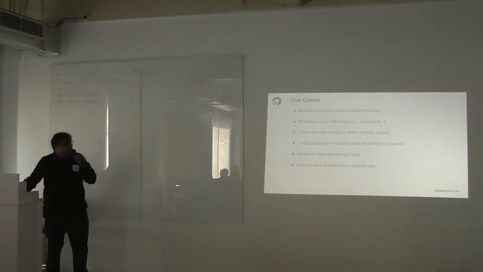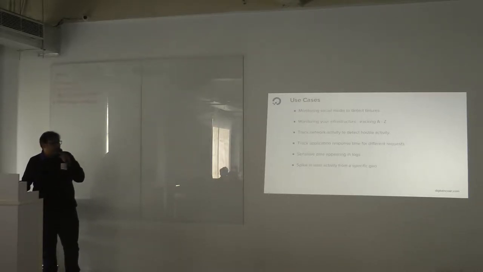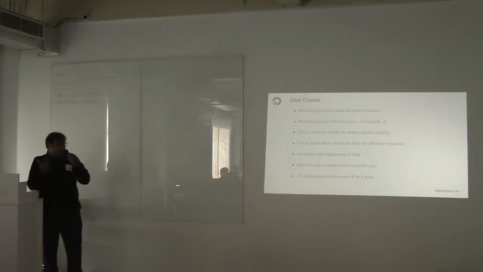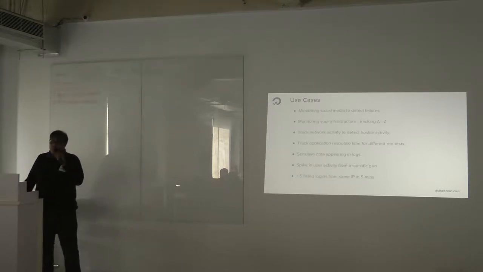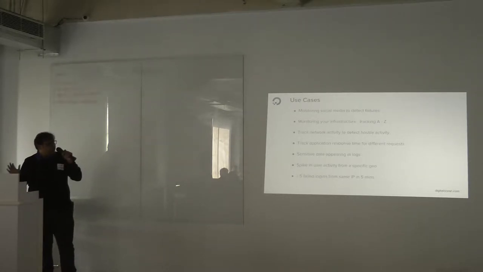And there are spikes in some specific geos from the user activity perspective, and there could be a few challenges. There are many more use cases, but these are a few that I have put down. So there could be five failed logins from the same IP. This could be a network issue, or this could be hacking, and somebody is trying to hack into somebody's account. So these are a few use cases.